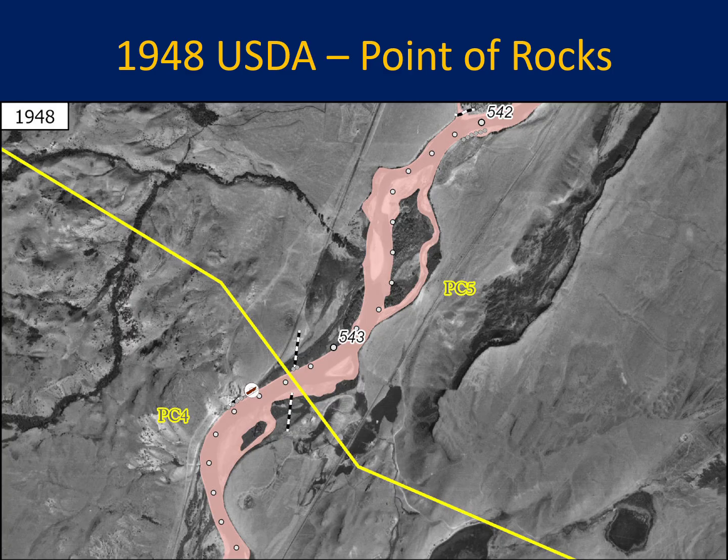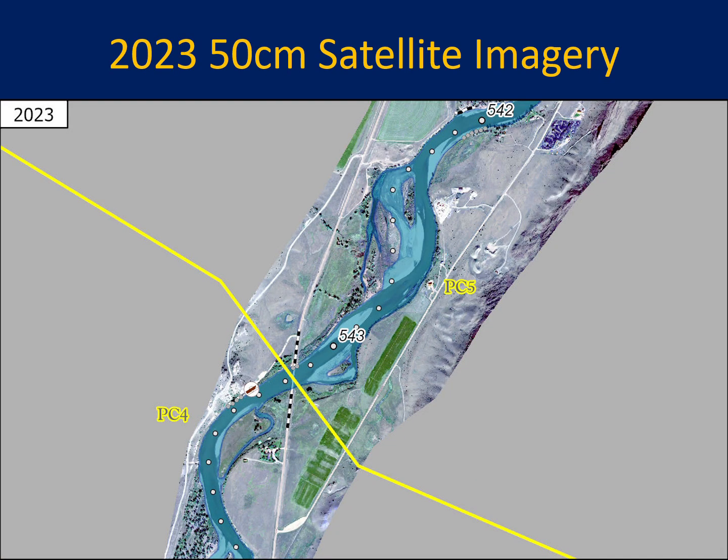All right, here is what the mapping process looks like. It starts off with aerial imagery dating back to the 1940s, and for each year of available imagery, the channel alignment was mapped. Here's the channel alignment of the Yellowstone River at Point of Rocks in 1948. The same thing was done for this location using imagery from the 1970s, 1990s, and the 2000s. And we continue that process through 2023, and here is what that same location looks like in 2023, all mapped out.